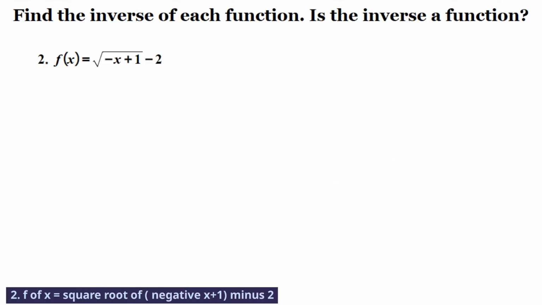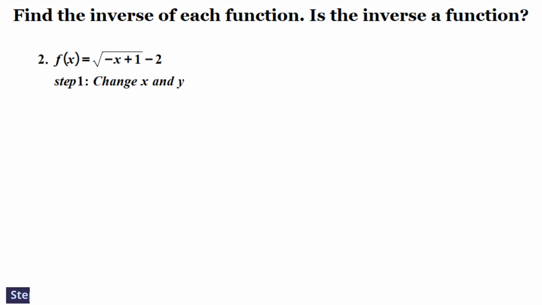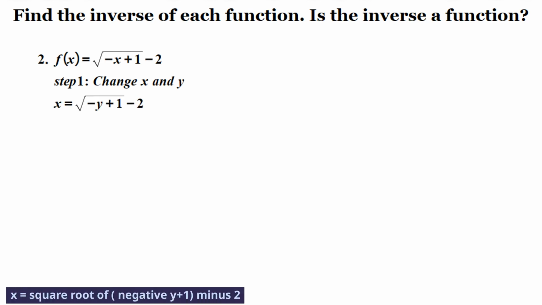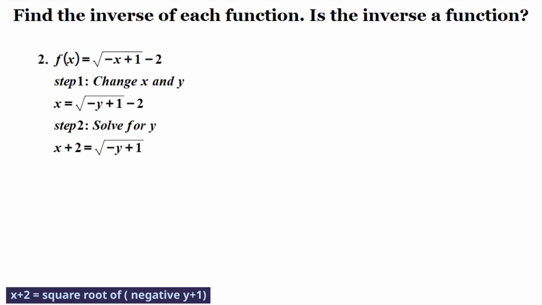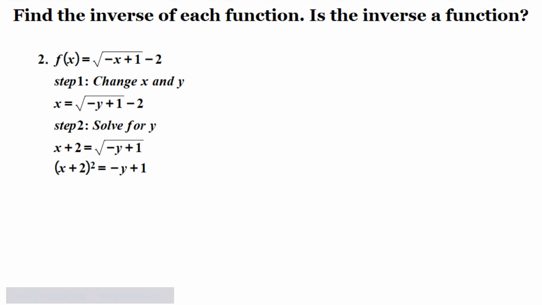2. F of x equals square root of negative x plus 1, minus 2. Step 1. Change x and y. X equals square root of negative y plus 1, minus 2. Step 2. Solve for y. X plus 2 equals square root of negative y plus 1. X plus 2 squared equals negative y plus 1. Y equals negative x plus 2 squared plus 1.